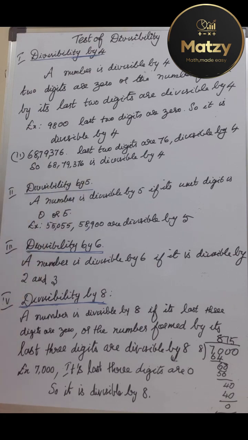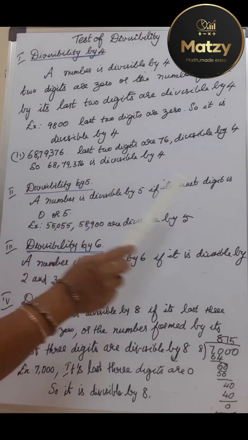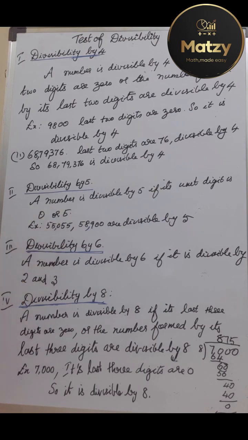Okay, next one, divisibility by 5. A number is divisible by 5 if its unit digit is 0 or 5. Say I am taking one number, 55,055. Look here, what is the last digit? Units place 5. So it is divisible by 5. Okay, next example, 58,900. The last digit, the units place, is 0. So it is divisible by 5.